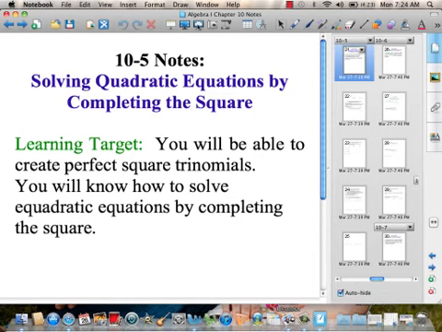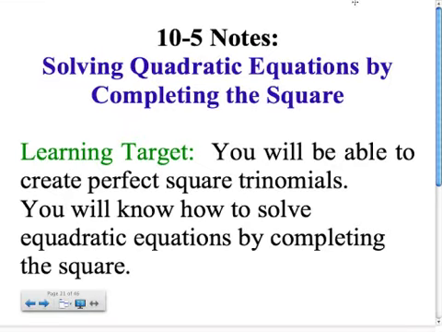So in section 5, we're going to look at solving quadratics by completing the square. This is an idea that's going to be brand new to you, and to be honest with you, it's probably not going to be the easiest concept for you to grasp right away. So we are going to spend 2 days on this section for that reason, and so we're just going to go forward here with the video and see what happens.